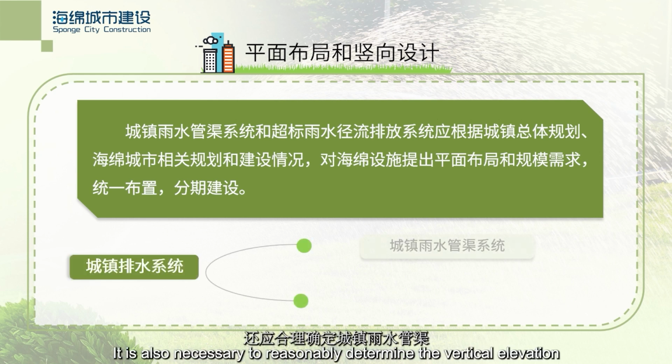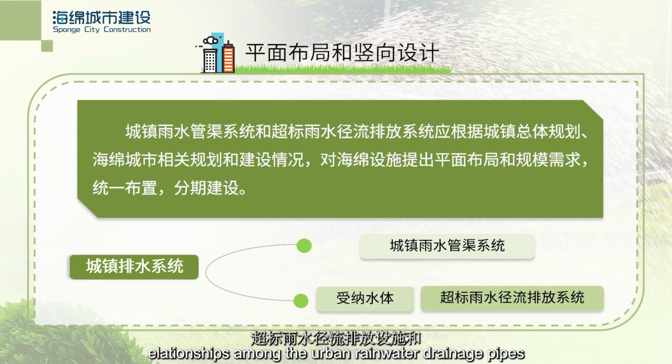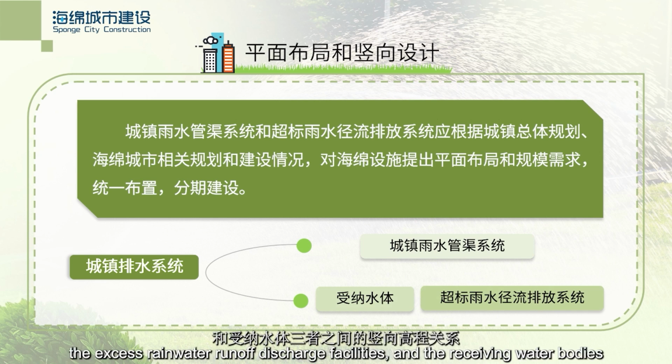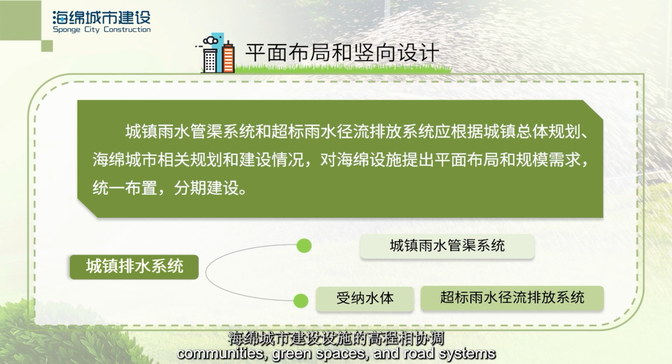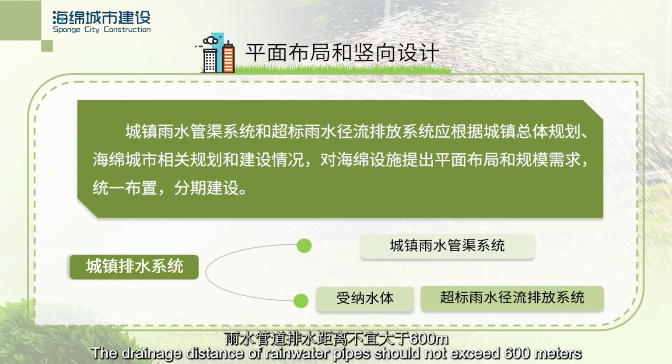It is also necessary to reasonably determine the vertical elevation relationships among the urban rainwater drainage pipes, the excess rainwater runoff discharge facilities, and the receiving water bodies, and coordinate these with the elevations of sponge city construction facilities in buildings, communities, green spaces, and road systems. The drainage distance of rainwater pipes should not exceed 600 meters.